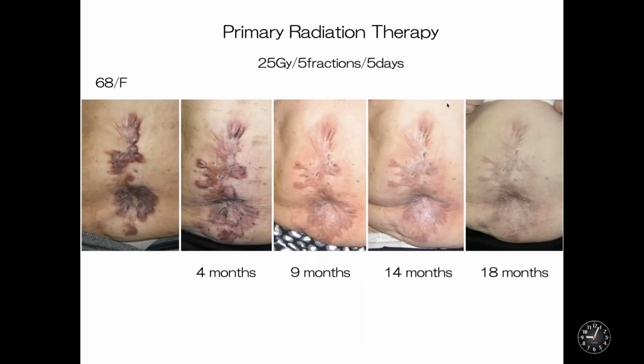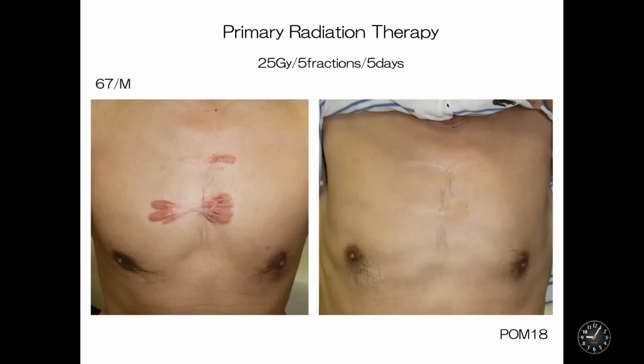This is primary radiotherapy. We have used 25 gray in 5 fractions over 5 days. But please look at the clinical cases. After radiation, the color changed first. This means the number of blood vessels decreases, inflammation decreases, scar height decreases, and maturation is accelerated. 18 months after treatment, it became a completely mature scar. In this case also, inflammation completely decreased and changed to a mature scar.